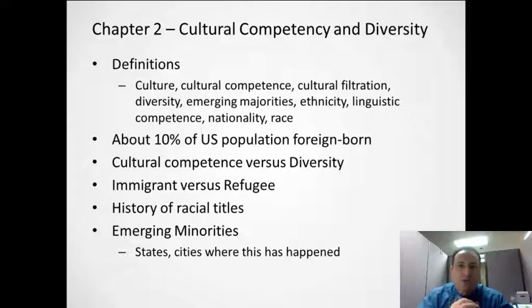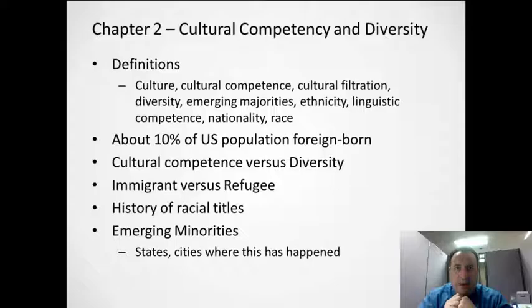Looking at Chapter 2, now Chapter 2 is very definition heavy. So again, there's some definitions to take out of it: culture and competence and cultural filtration, diversity, emerging majorities. Again, the list goes on. Again, read and study these definitions, kind of understand what they're going for, and please ask me if you don't feel like you're quite understanding some of the differences. But some bigger concepts to walk away with: about 10% of the population is foreign-born.